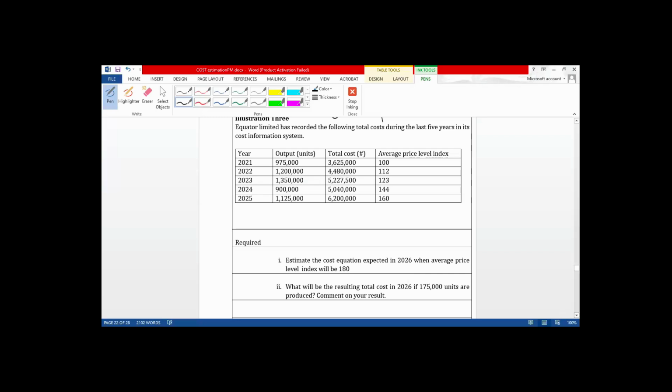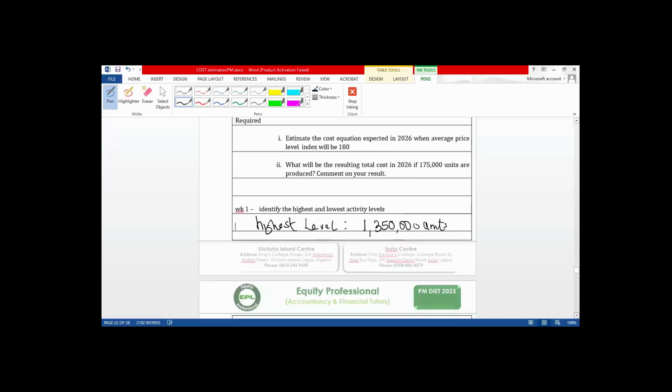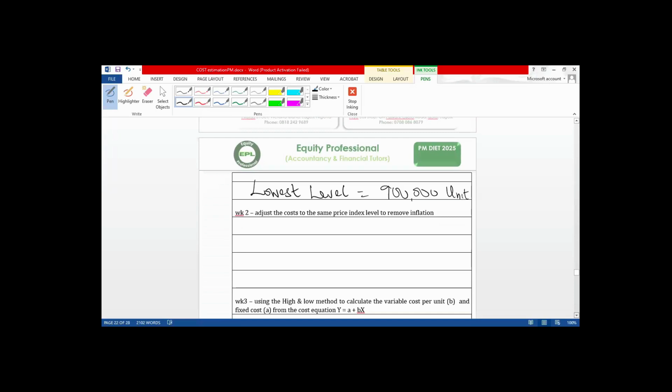How do we adjust this? Adjusting means adjusting the cost. Of course, you cannot adjust volume. It is the cost that will be affected by inflation. So it is the cost you are going to adjust, not the volume.